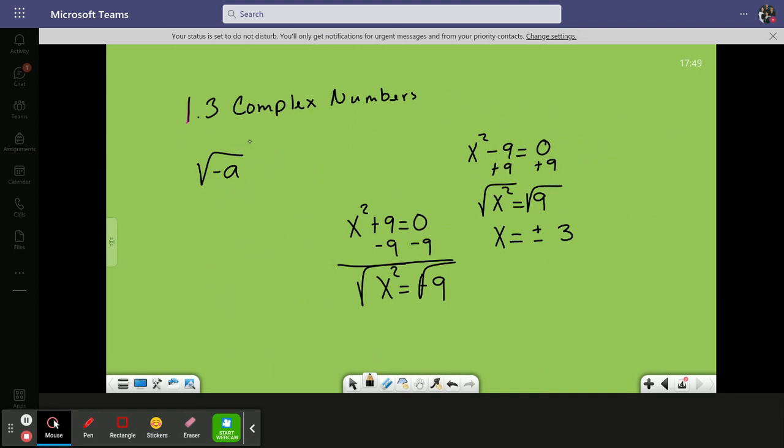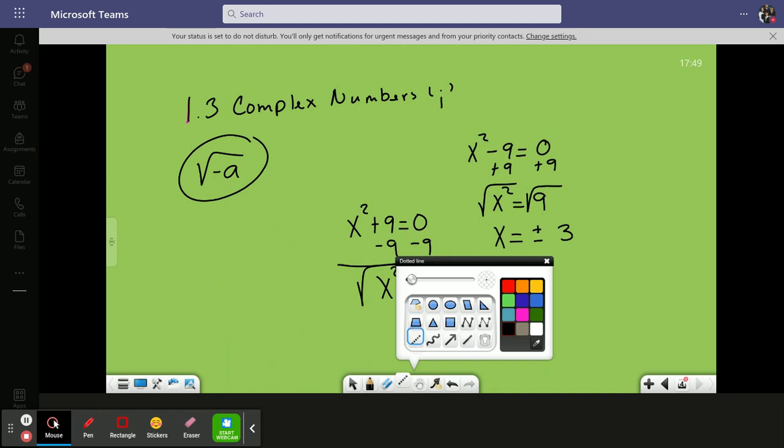So what did we do in order to deal with it? We come up with complex numbers. And we use i for imaginary, because these numbers don't actually exist. Okay, we call them imaginary numbers. And we've got 4 that we've got to memorize.